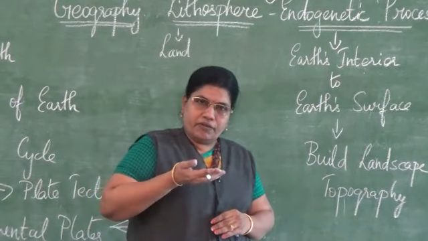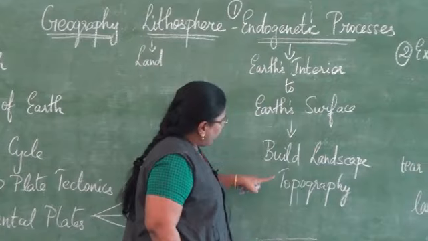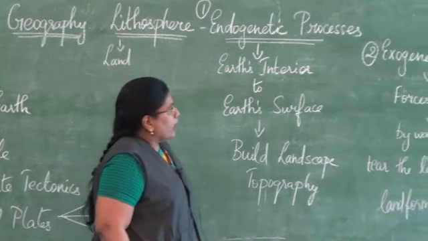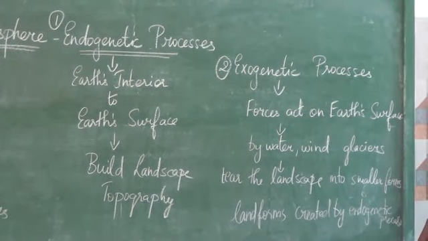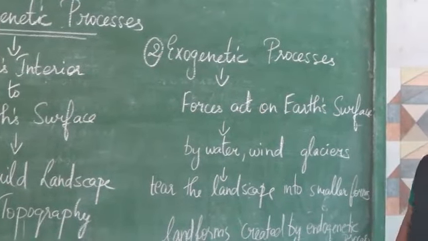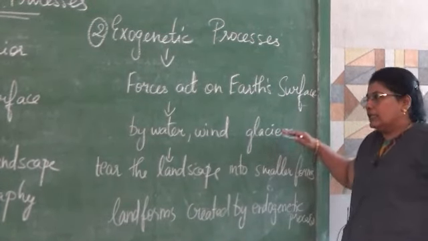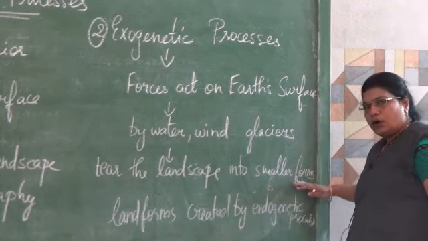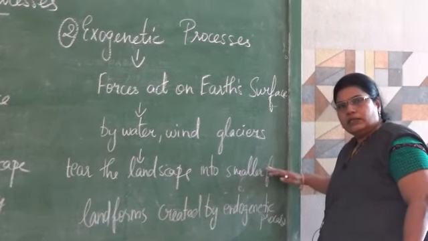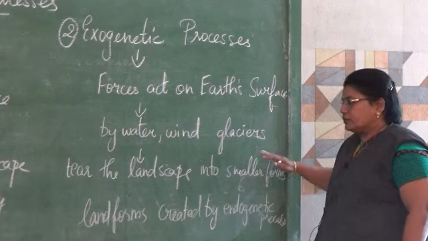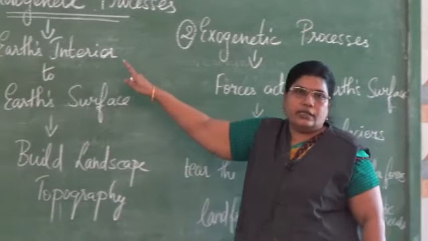All the activities from below the earth come to the earth's surface and they build the landscape and the topography of the earth. Exogenetic process means the forces that act on the earth's surface by the different agents like wind, water, glaciers, and what is their work? They tear the landscape into smaller forms, that is, it may be a mountain or a hill or elevated plains into smaller forms, and they also disintegrate the landforms created by the endogenetic processes.